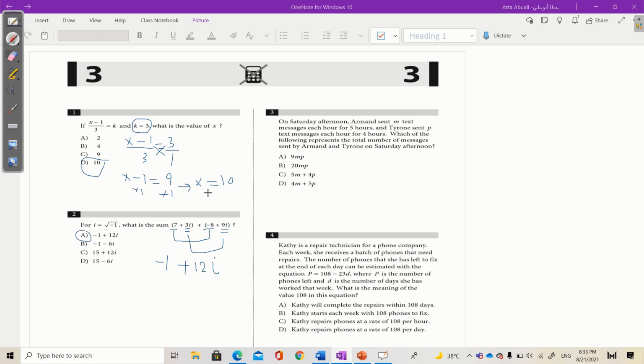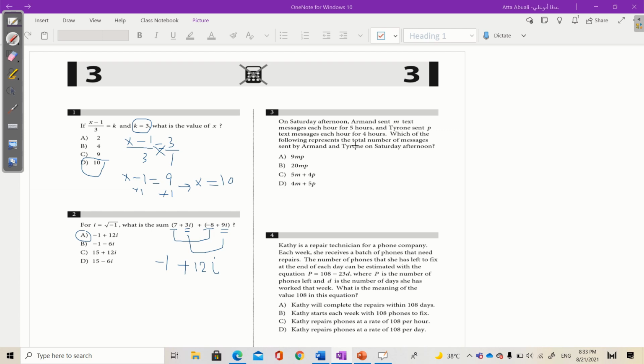Question 3. On Saturday afternoon, Armand sent M text messages each hour for 5 hours. And Tehran sent B text messages each hour for 5 hours. Which of the following represents the total number of messages sent by Armand and Tehran on Saturday?